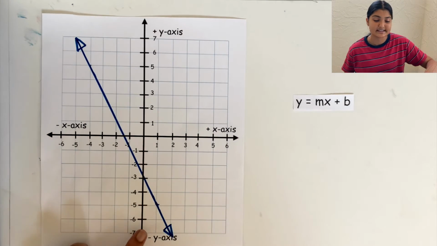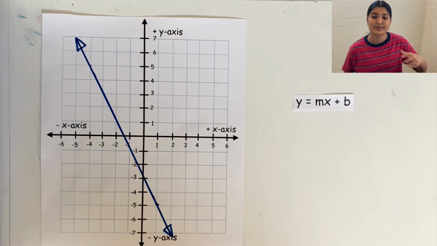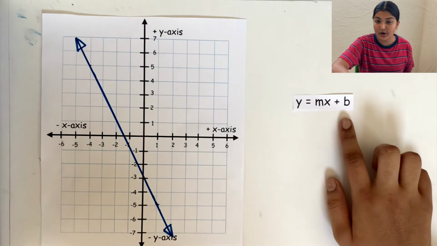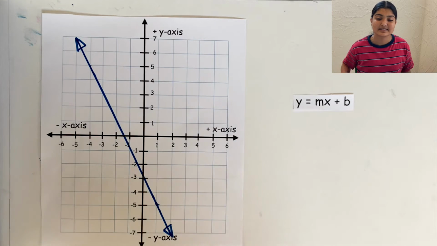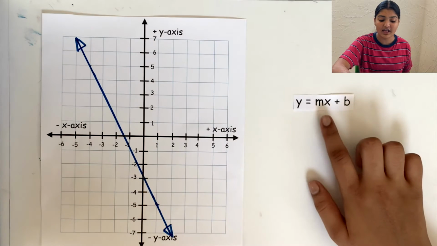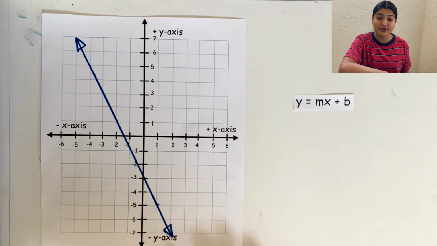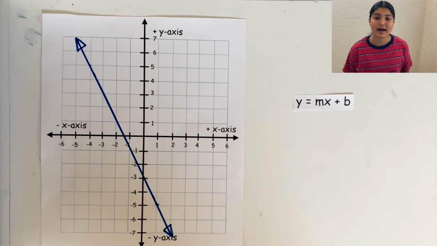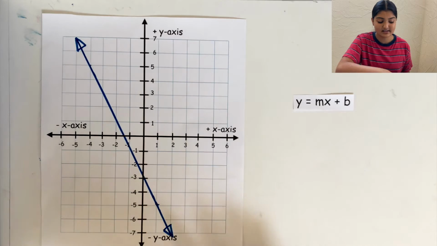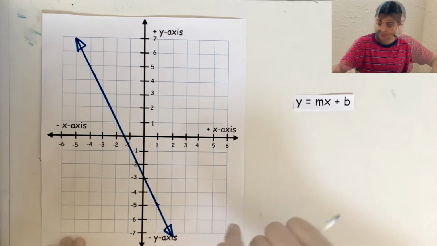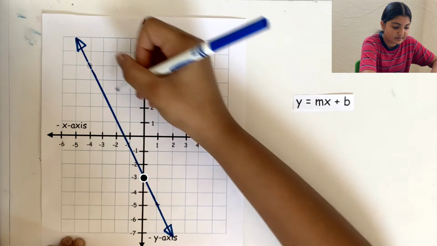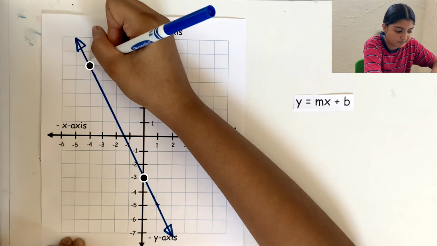Here is a line. Well, how can we describe this line using this equation? Let's start by finding the slope, or the value of m for this line. And we can do that by picking 2 points on the line. Let's pick 1 point here and 1 point here.